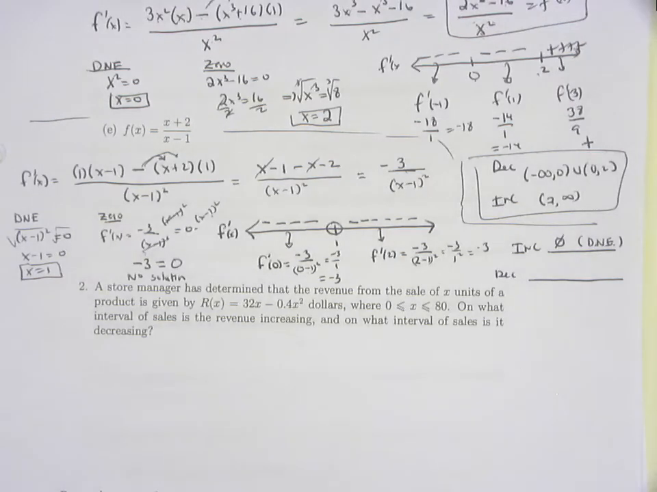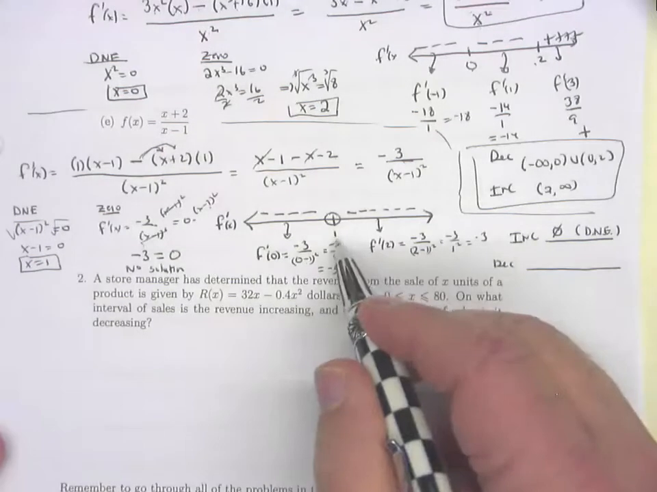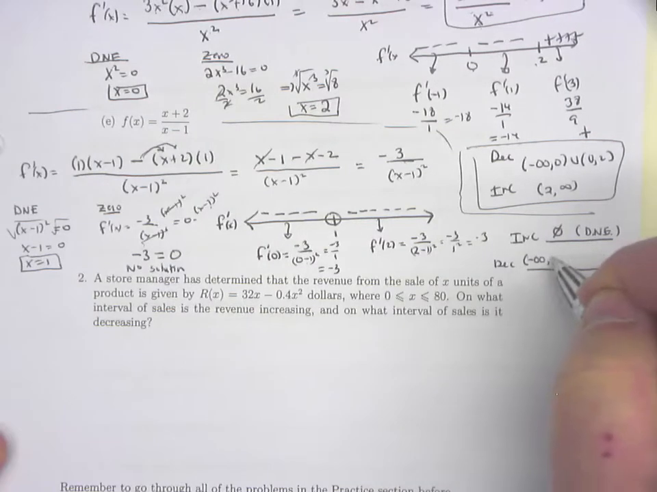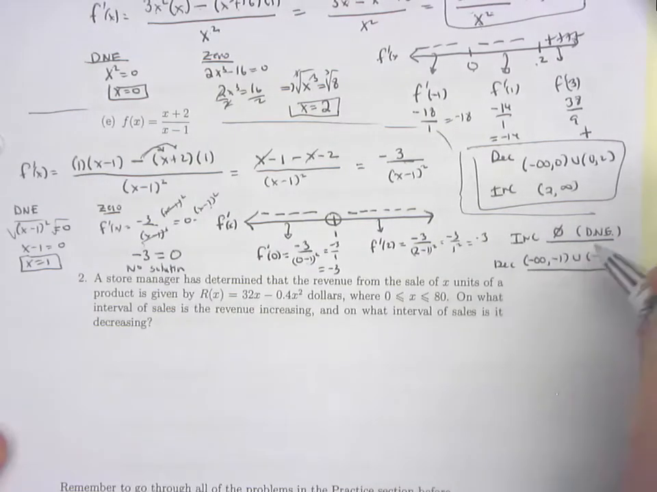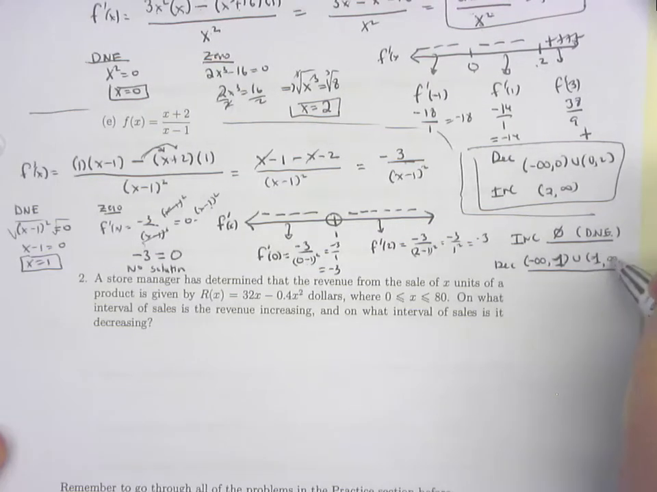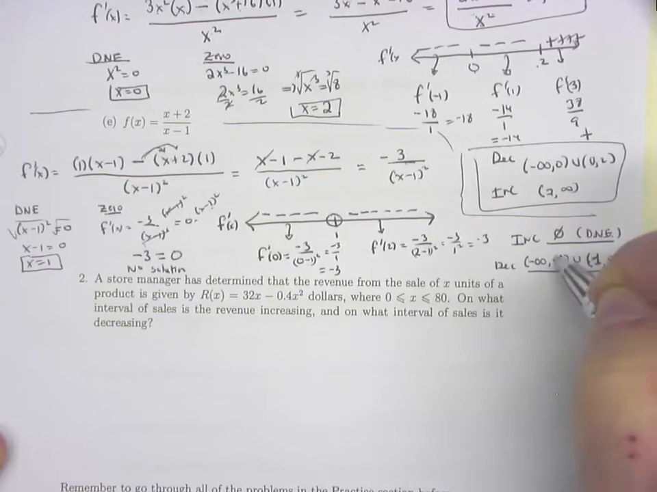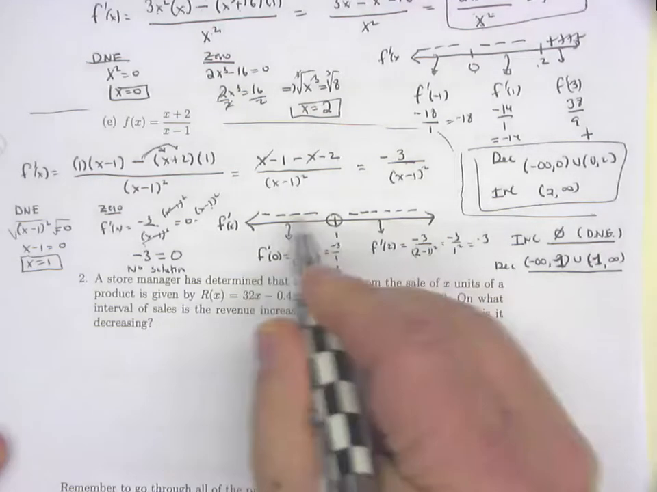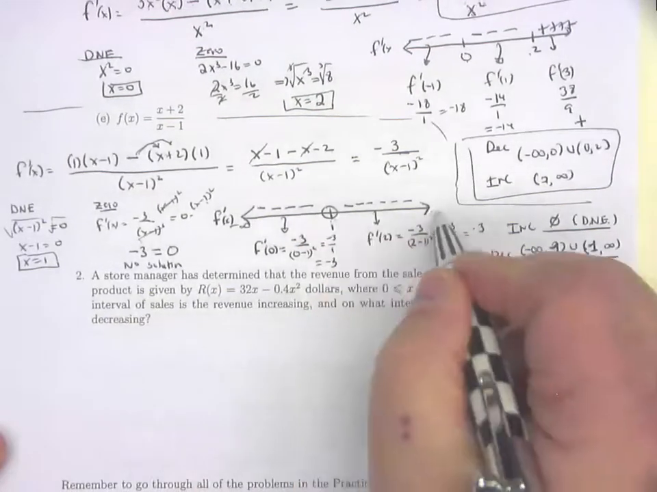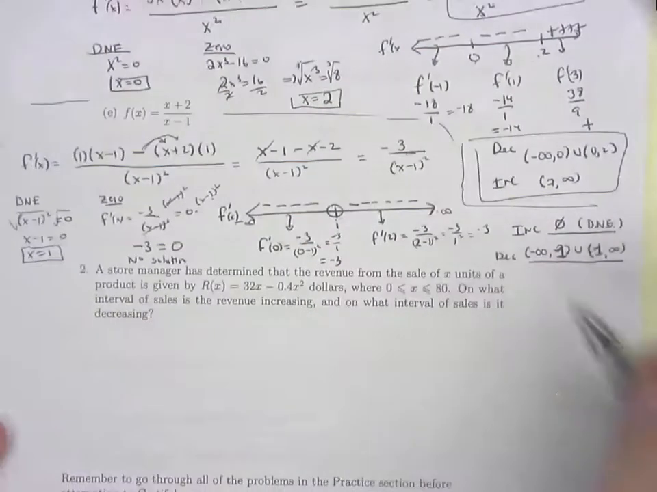Where is it decreasing? You still have to skip over 1 because 1 doesn't exist, so pretty much everywhere else. That'll be negative infinity to negative 1 union, that's positive 1 now. Negative infinity to positive 1 union positive 1 to infinity. Does that make sense? That is my intervals of decrease. It's decreasing from negative infinity up to 1 and from 1 to infinity. Does that make sense? So this is my solution for this problem.